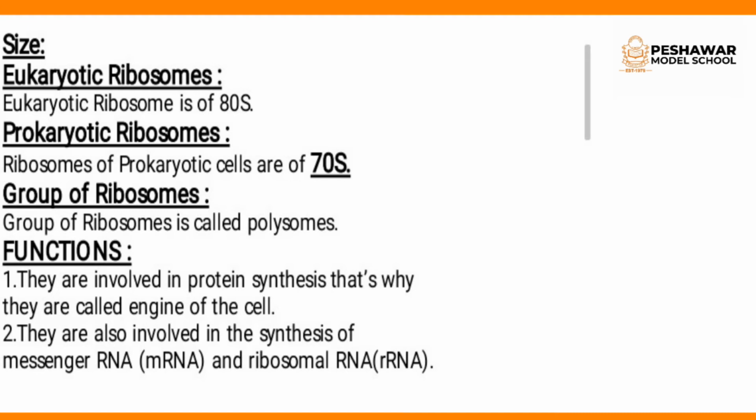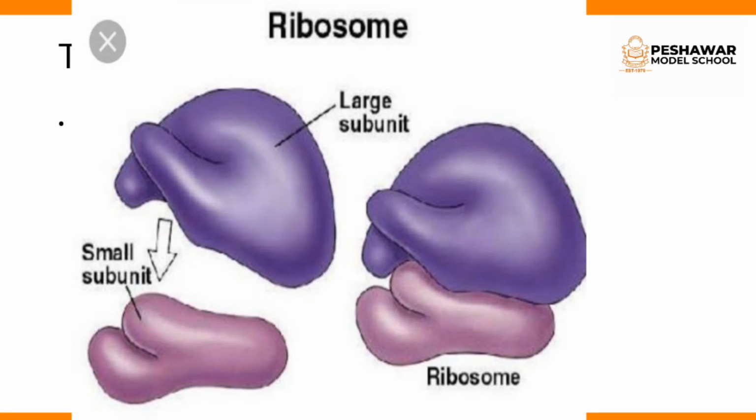What are the functions of the ribosomes? They are involved in protein synthesis. That's why they are called the engine of the cell. Clear? They are known as the engine of the cell. They are also involved in the synthesis of messenger RNA and ribosomal RNA. So their main function is that they help in the formation of ribosomal and messenger RNA.